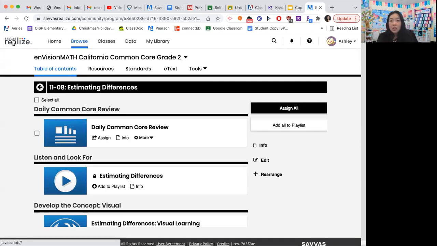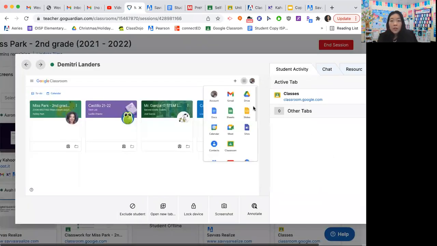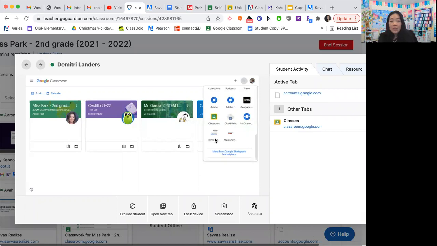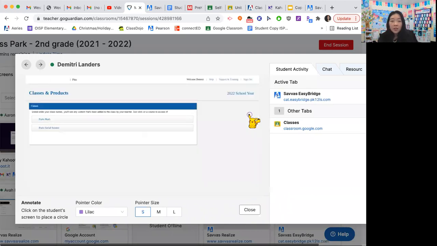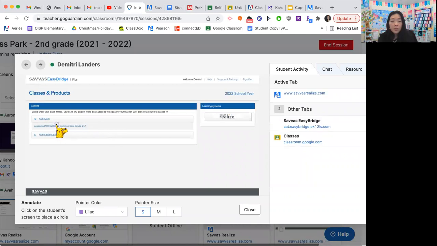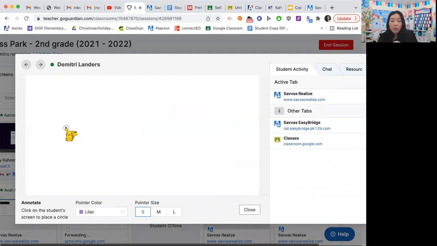Let me help out Dimitri and one of our other new friends, because I don't think they know how to get there. All right, scroll all the way down. Do you see where it says Savvas Easy Bridge? Oh, perfect, you already know where to go. You're going to click on the link for enVision Math, California Common Core.